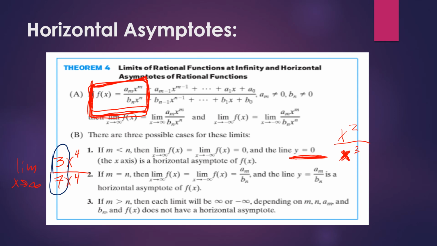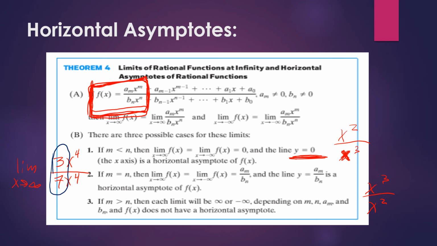And then number 3, they're talking about, what if m is greater than n? So the numerator is greater than the denominator. So this is like x cubed over x squared, kind of the opposite of number 1. Well, they're saying that if we're trying to take this limit, we're going to get positive or negative infinity depending on the signs of the coefficients.